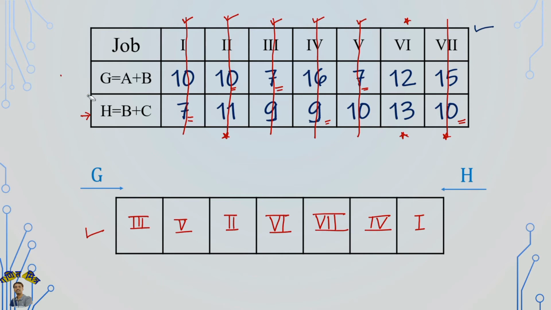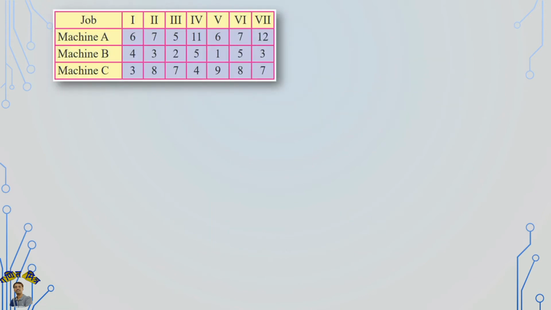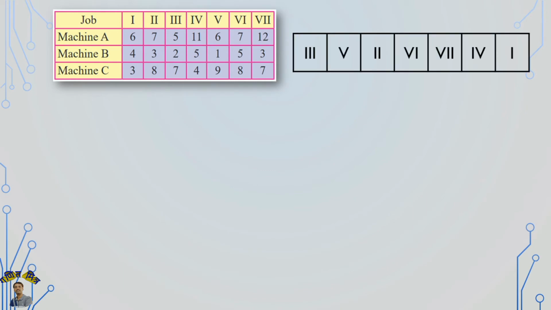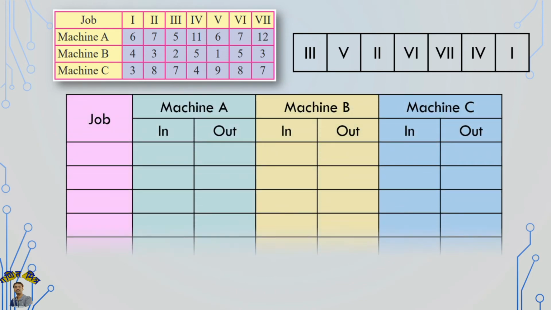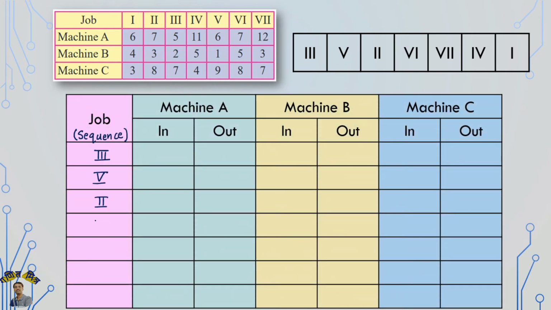Remember, once you find the optimal sequence, these new machines G and H, their job is done actually. There is no more use of these two values, G and H. Actually, we need the original table which is given in the question, machines A, B and C, and the sequence that we have formed here. With the help of these two, we can form the table to find the total elapsed time. Let me write all those jobs as per the sequence in this first column. Now we will complete each section for machine A, machine B and machine C one by one.